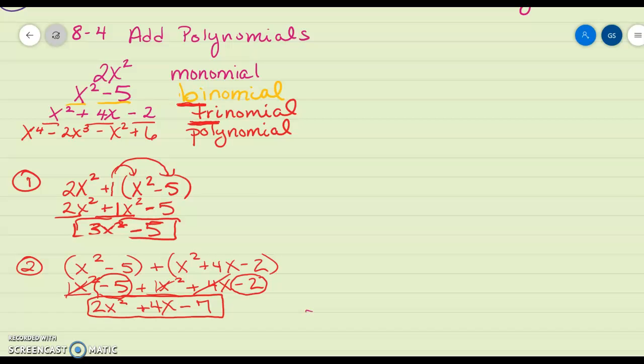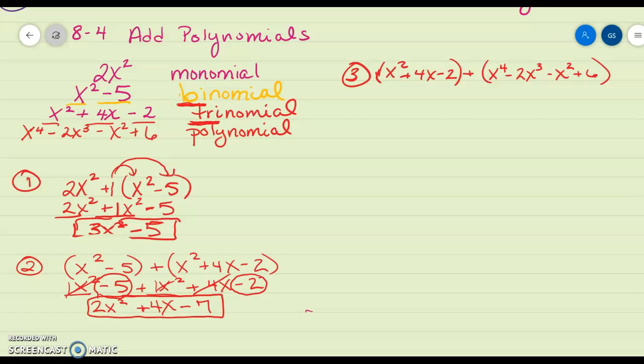Okay, one more and then you're on your own. Let's add our trinomial. We're going to add our trinomial, so that's x squared plus 4x minus 2. And to that, we're going to add the polynomial: x to the fourth minus 2x to the third minus x squared plus 6.